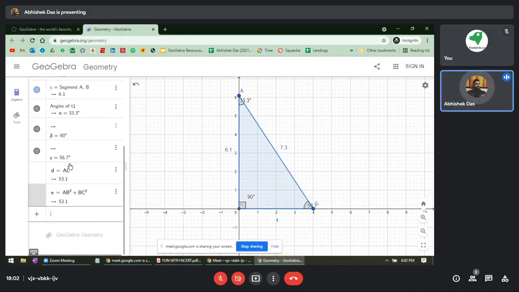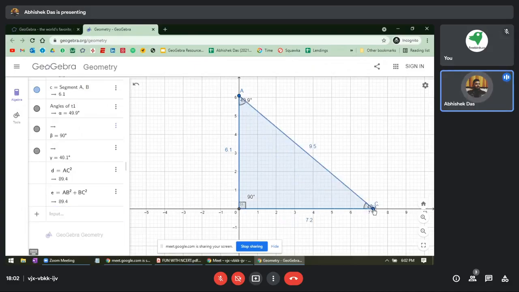It's clear, right? Because Pythagoras theorem works, these two have to be equal. But is this equal for every right triangle? We can just move around this point. You can see AB square plus BC square is always equal to AC square.